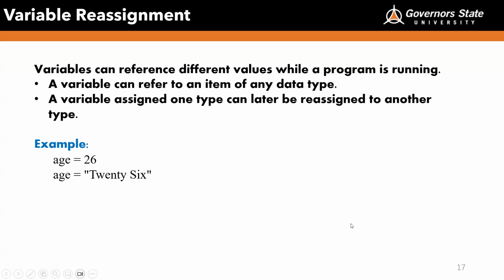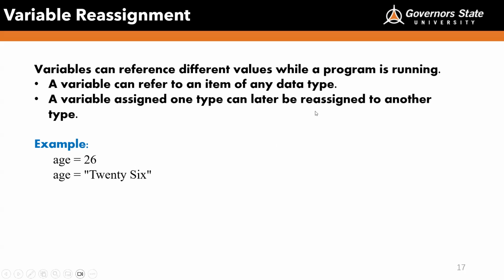Okay, and then there's variable reassignment. A variable can reference different values while the program is running, and it can refer to an item of any data type. Also, a variable assigned one type can later be reassigned to another type.